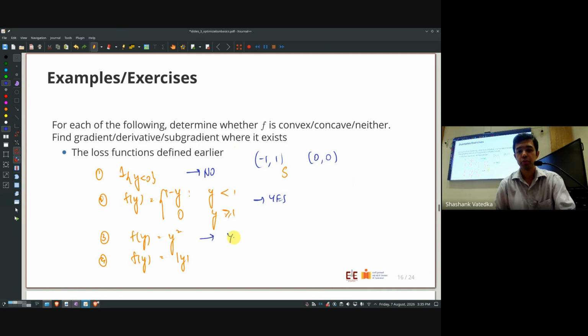How do you show that this is convex? In this case, it's twice differentiable, so you can just use the second derivative property. And the second derivative is equal to 2, which is greater than 0, so it's in fact strictly convex. What about the third?